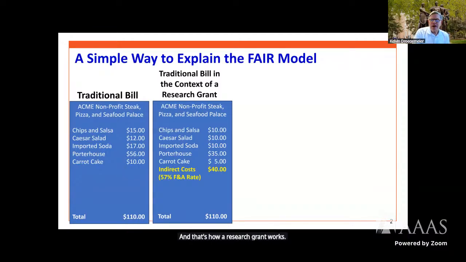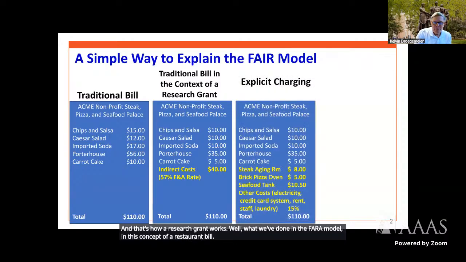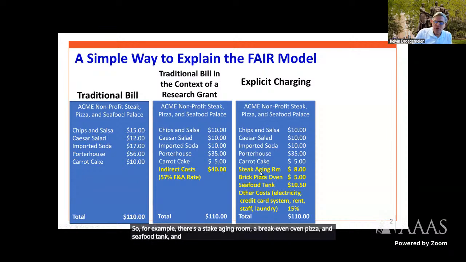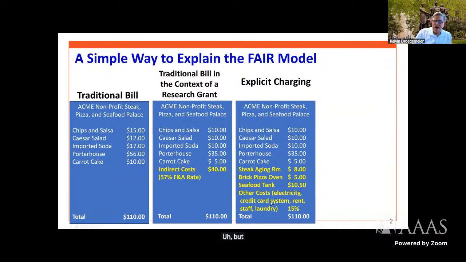Well, what we've done in the FAIR model, in this concept of a restaurant bill, we've blown up the indirect costs into all the different things that you're actually paying for. And so, for example, there's a steak aging room, a brick oven pizza, and seafood tank. And those things, if you're ordering, say, a pizza, then you know exactly what it costs to use that brick oven to prepare your pizza and so on. But there are other costs like electricity and credit card system and so on that everybody pays.